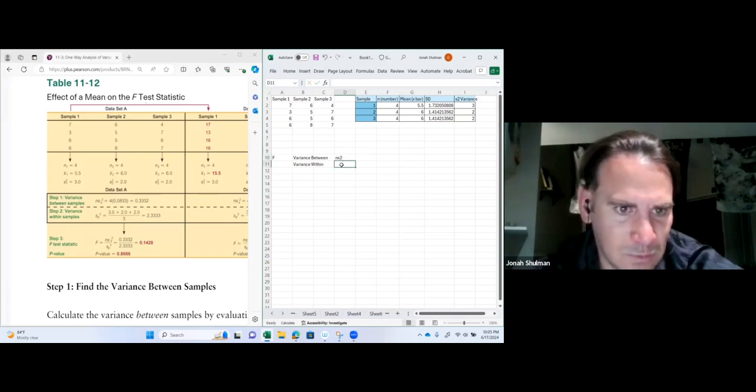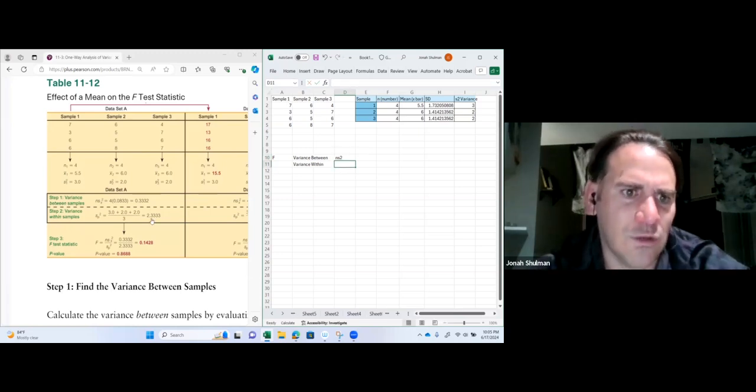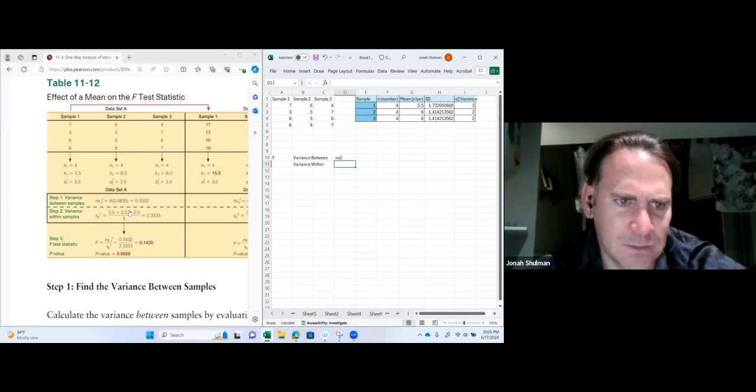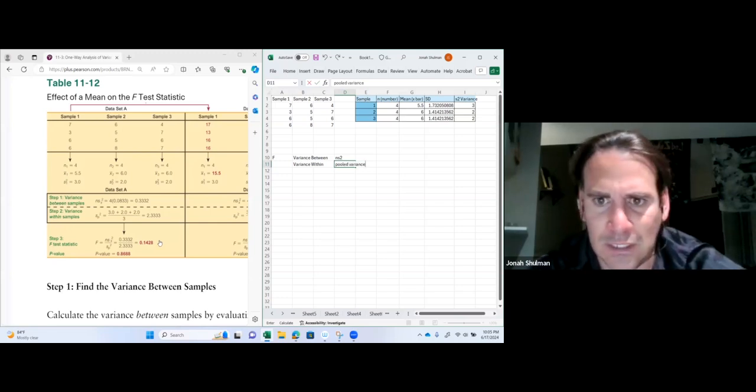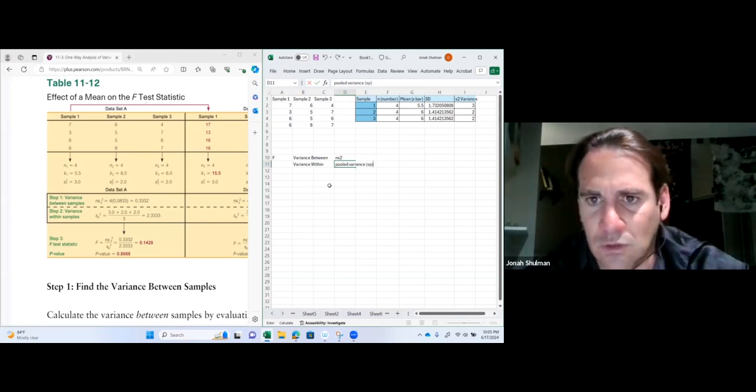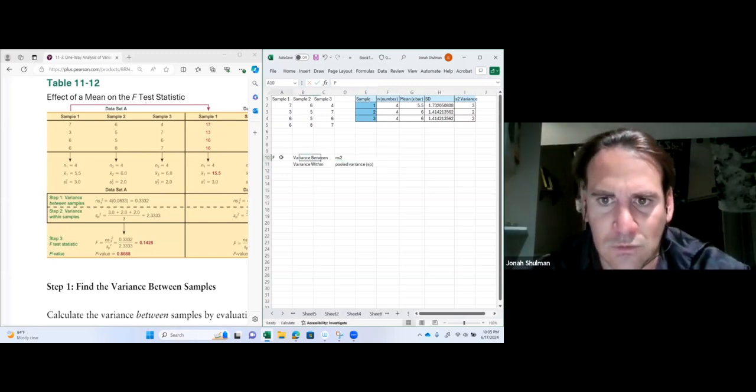And this one is just going to be what? When you add all of these up, it's like your pooled variance. That's what the SP means to me. You pool the variance with it. That's what this SP stands for. Okay, so how do we get those two?